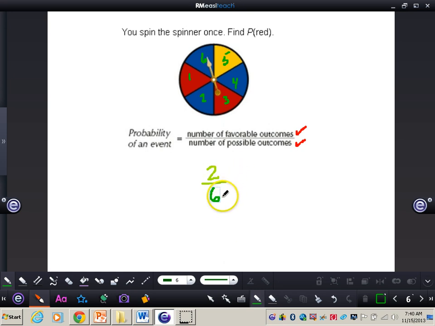Now if we take a look at this 2 out of 6, we need to see, is there a number that can divide evenly into 2 and 6, and 2 can go into both 2 and 6. Okay, so 1 out of 3 chances is what that probability could be reduced down to. So 1 out of 3 chances would be for me to spin on the red.